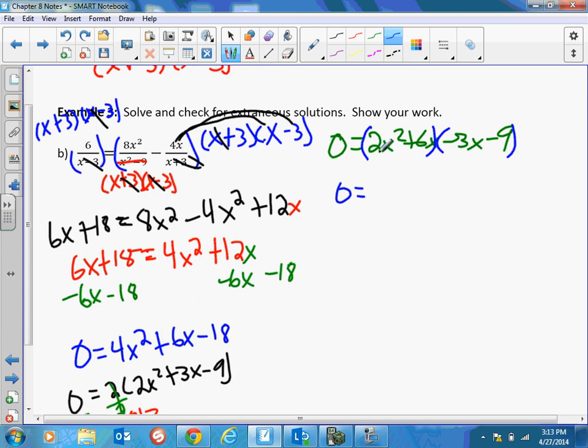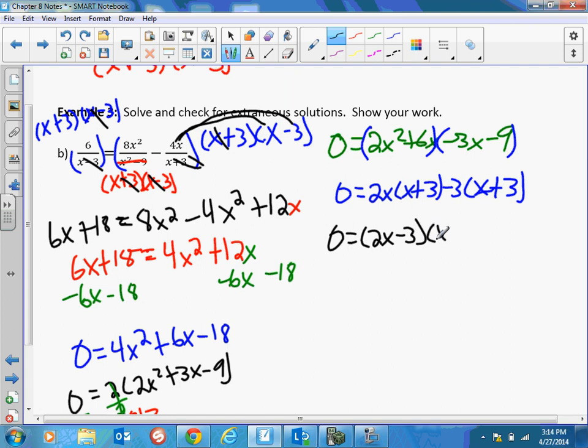Okay, the greatest common factor of 2x squared and 6x is 2x. So we're left with x plus 3. And the greatest common factor of negative 3x and negative 9, since it leads with a negative, is negative 3. And we're left with x plus 3 when you divide each of those by negative 3. So when we rewrite this in factored form, we'd have 0 equals 2x minus 3 times x plus 3.